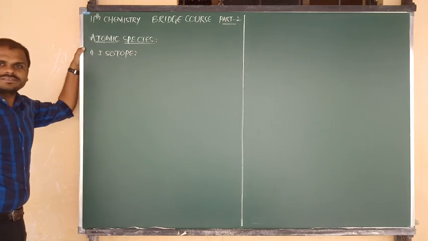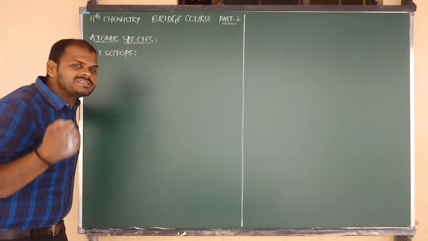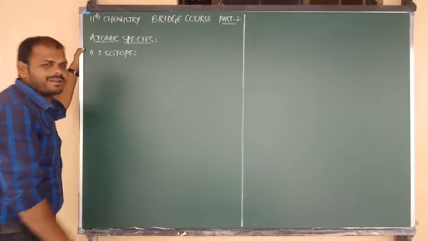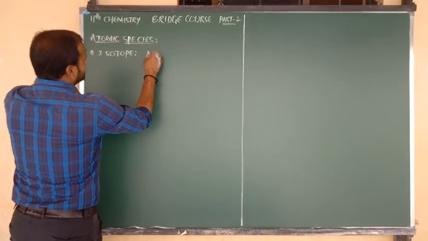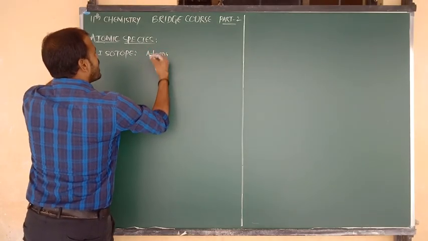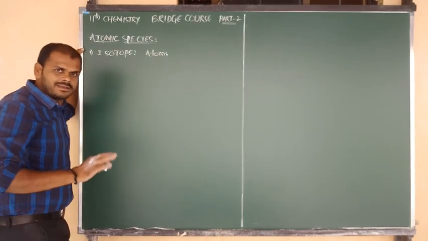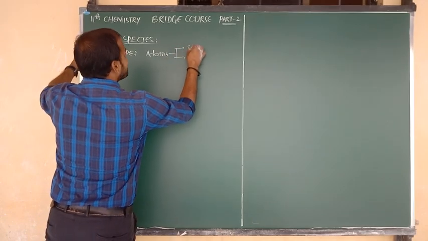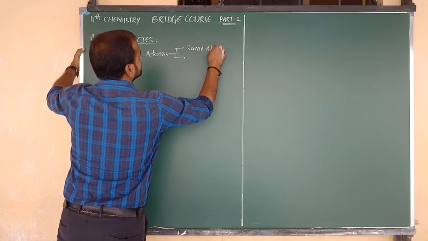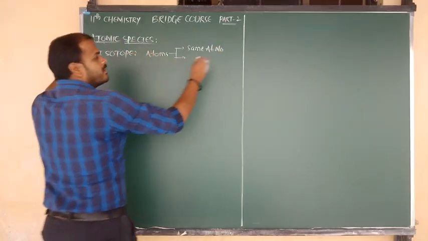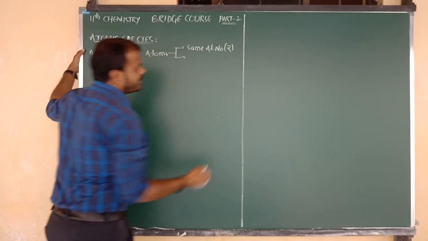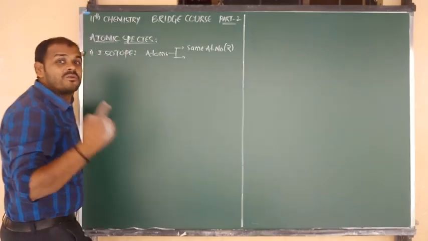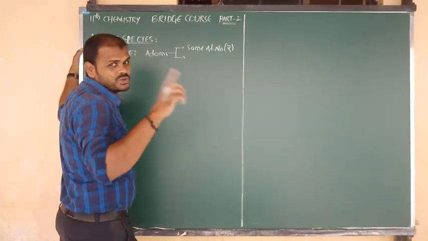Now we have to know what is meant by isotope, and what about the physical and chemical properties of isotopes, along with some examples. Isotopes are species, or atoms, or elements, but they should contain the same atomic number. Their atomic number, Z, should be the same, and their A value should be different. What is A? Mass number, as I told you in the last class.